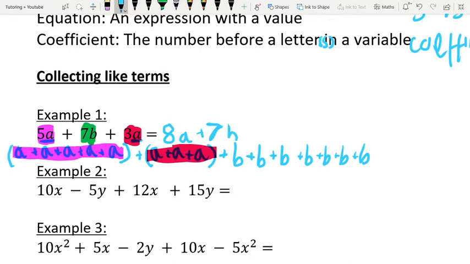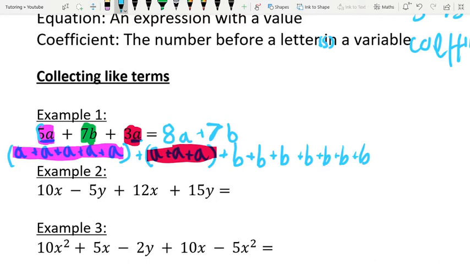I went through this example slowly, showing how it works, but if you just look at the coefficient of a in this purple one, there's 5 there, and the coefficient of a on this red term, there's 3 there. That means if you add the coefficients, 5 plus 3, you get your 8a there. And with the 7b, there's nothing else to add to it, so it's just 7b.